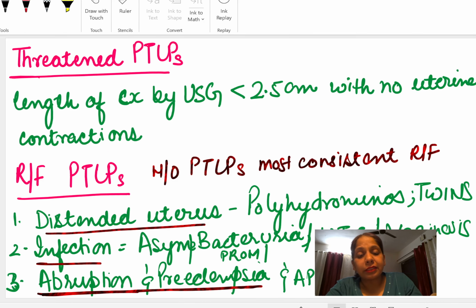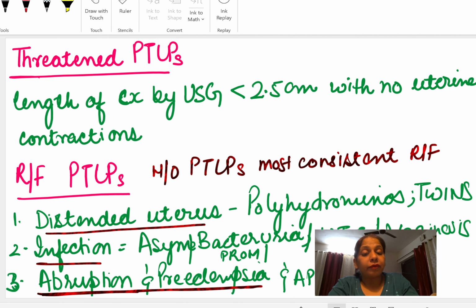Now let's study threatened preterm labor pains. What is threatened? It means that there are no preterm labor pains, but they can occur. There is a fear that the labor pains will occur. It is there when there are no uterine contractions, but the cervix length is less than 2.5 centimeter.